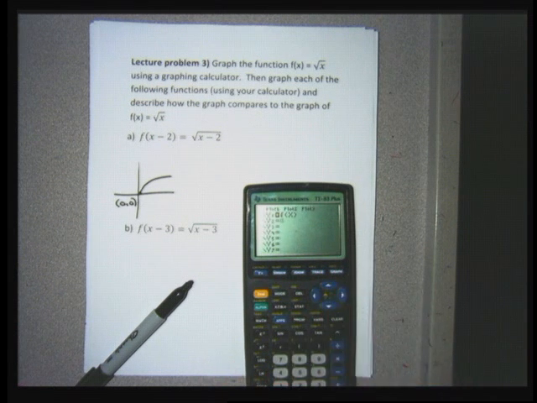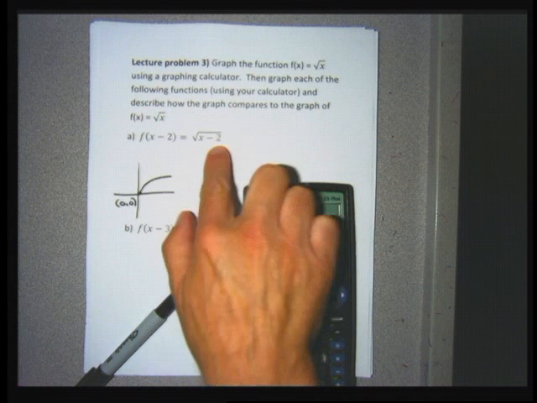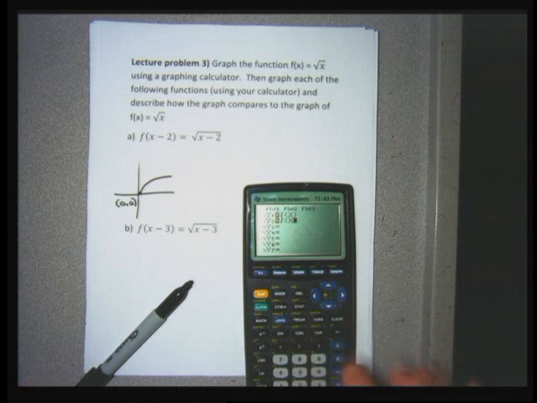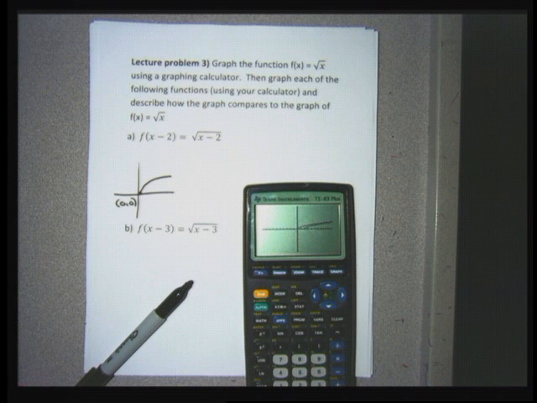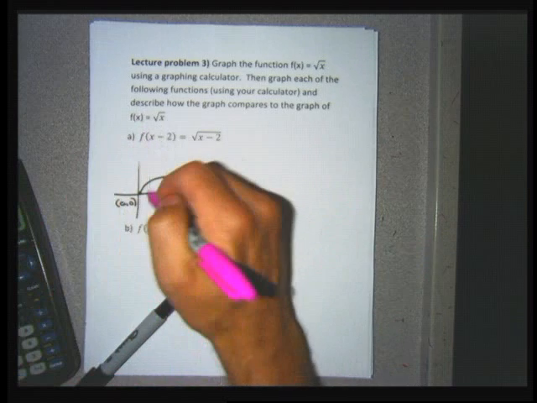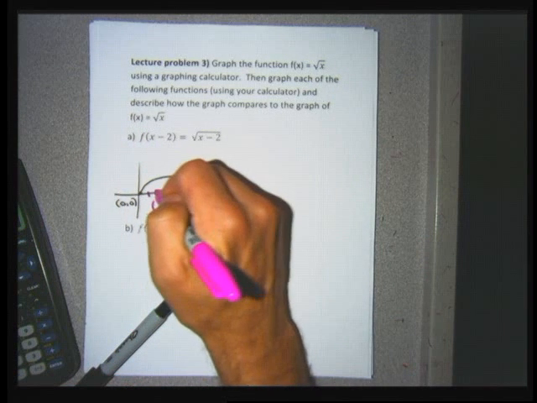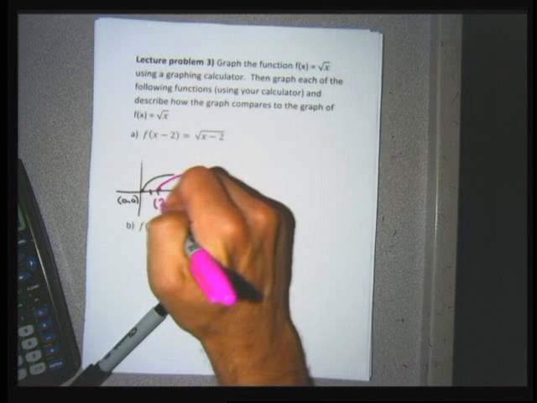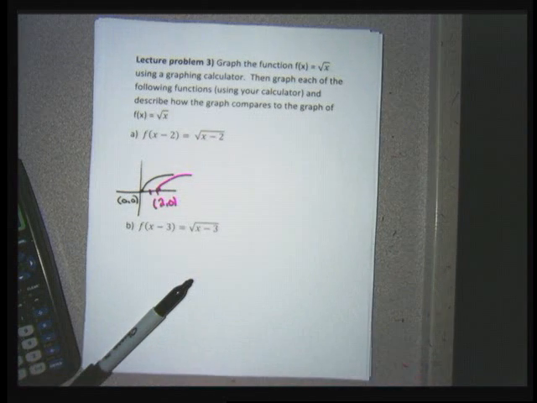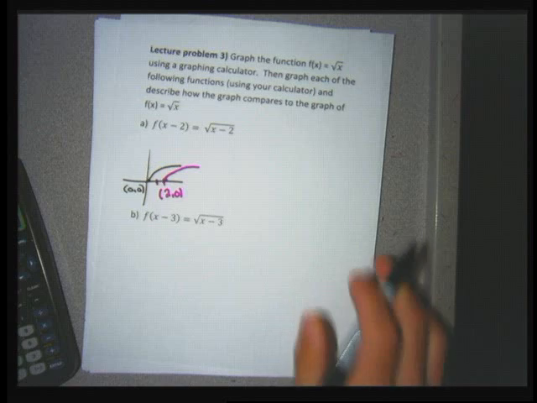So now I'm going to do y2 and graph f of x equals the square root of x minus 2, putting the x minus 2 in parentheses, and when I hit graph, it almost doesn't look like a perfect shift, but it gives me this. And this new graph, if you slid it over, would fit perfectly on the old graph.